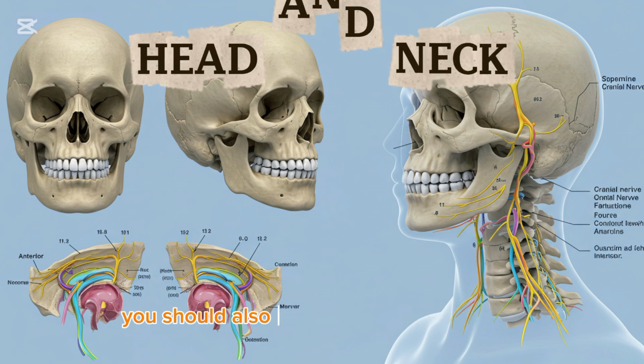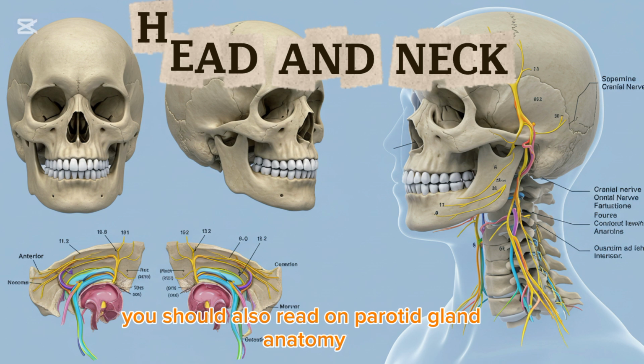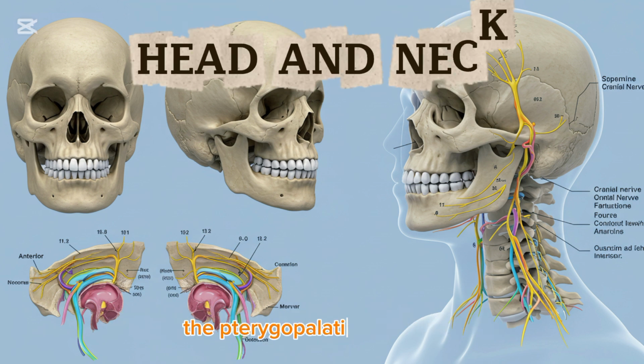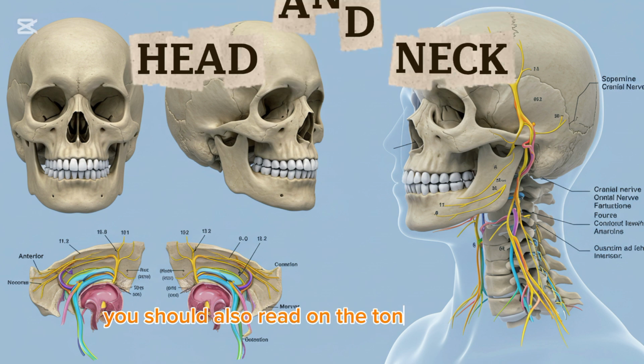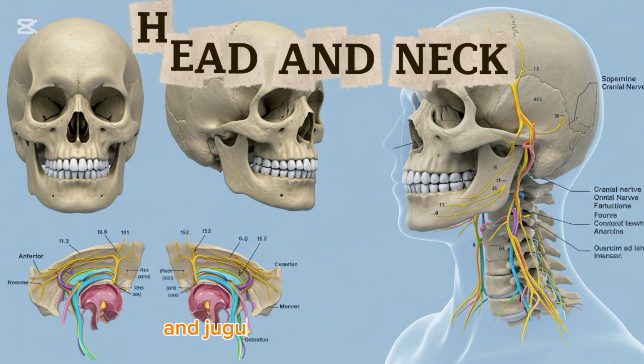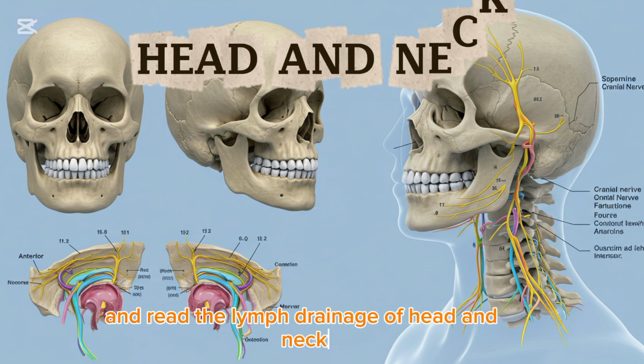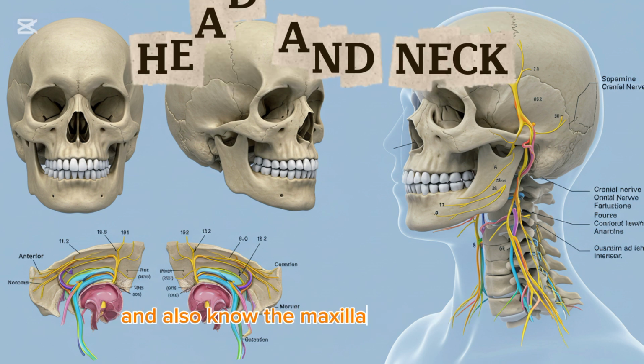You should also read on parotid gland anatomy. You should also read on the infratemporal fossa and pterygopalatine fossa. You should also read on the tongue, nerve supply, the mandibular nerve, the facial nerve, and read the lymph drainage of head and neck, and also know the maxillary artery.